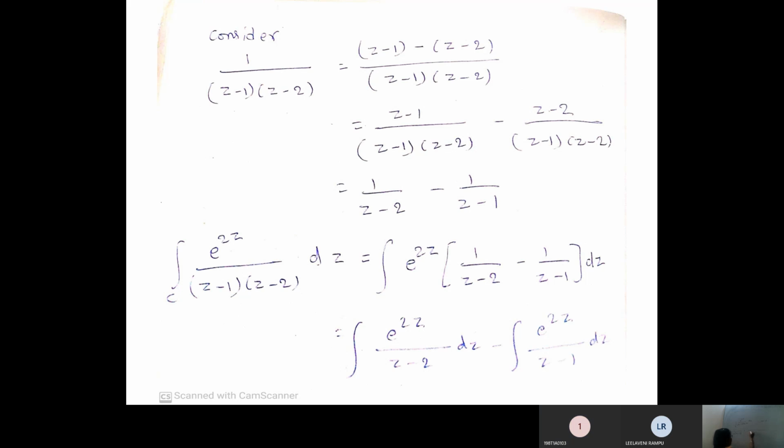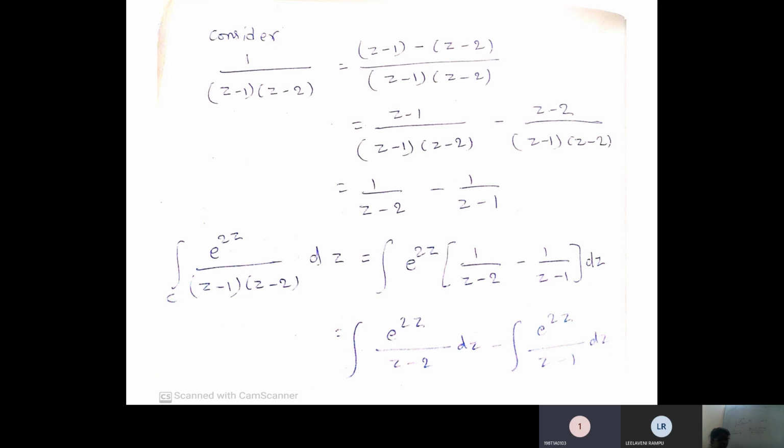So take the denominator as it is, z minus 1 times z minus 2. The numerator is 1. So 1 can be written using addition or subtraction of these two factors. Let us take z minus 1 minus z minus 2. What is the value? Z cancels out. Minus 1 plus 2 means plus 1. So the total numerator is 1.